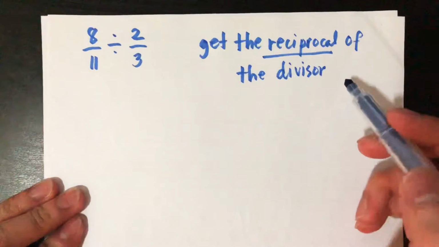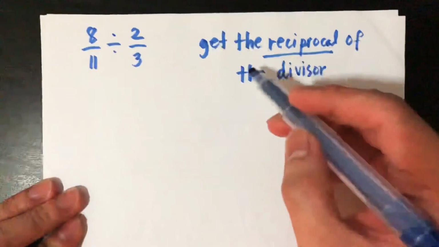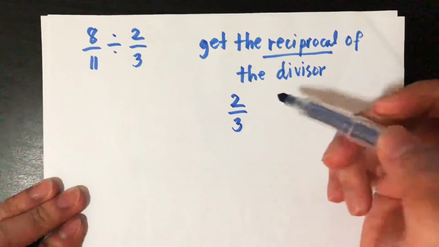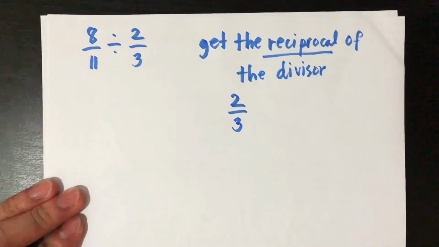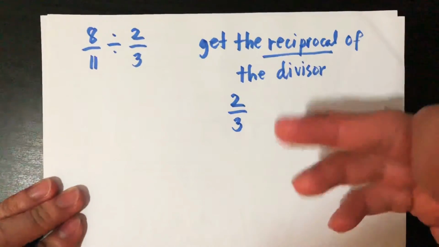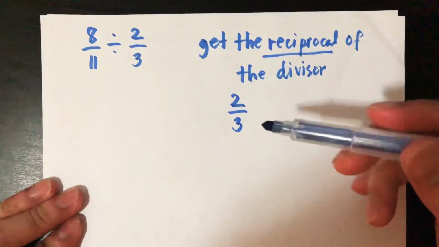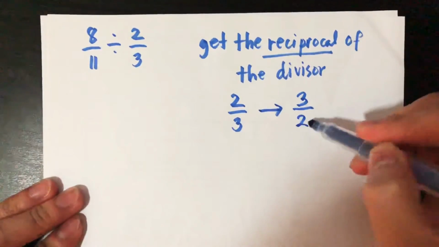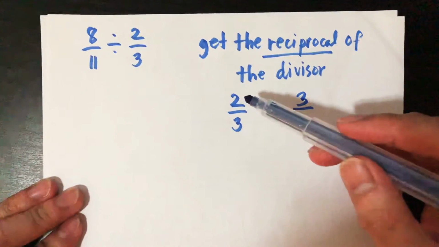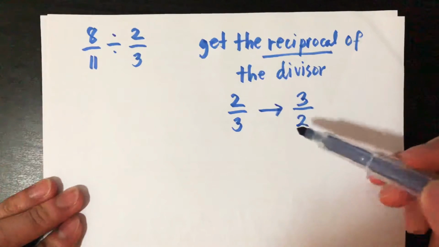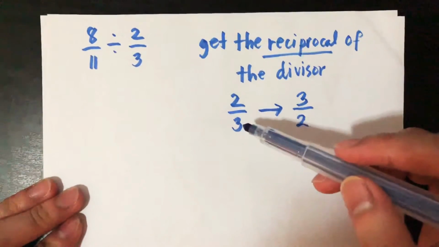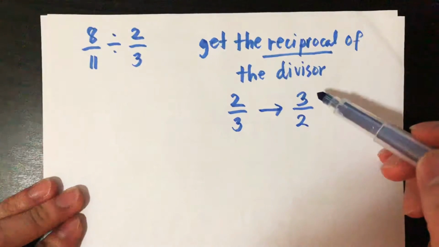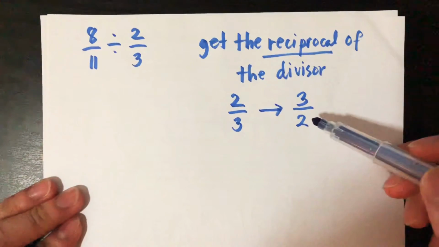Now, in this case, the divisor is 2/3. How to get the reciprocal? When we say reciprocal, it is simply a matter of transposing the numerator and the denominator. In short, we will just be flipping the numerator and denominator. So in this case, this will become 3 over 2. The 2 here, which is the numerator, will be transposed to the denominator, and the 3 in the denominator will be transposed into the numerator. So we have 3 over 2.